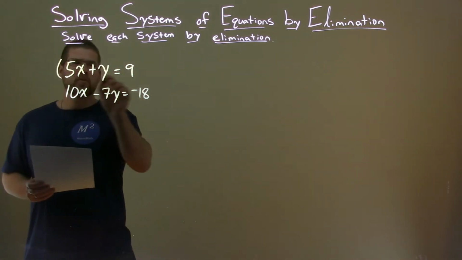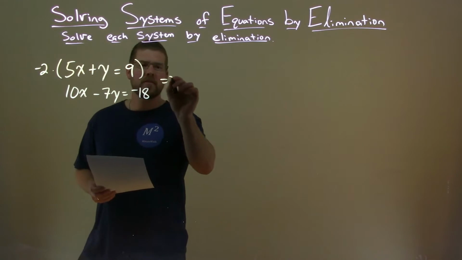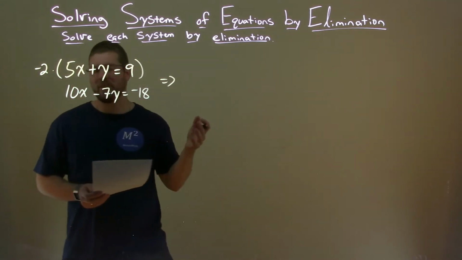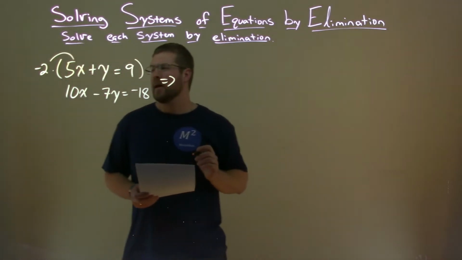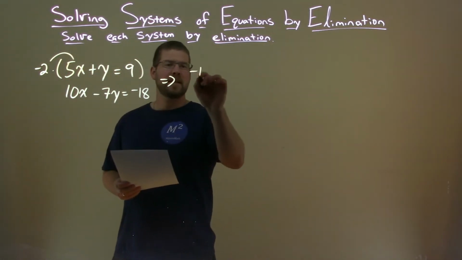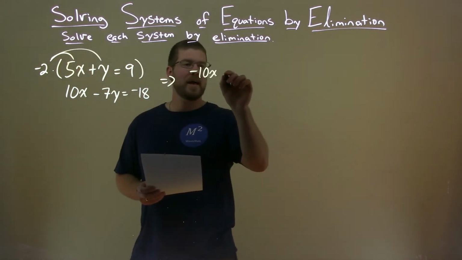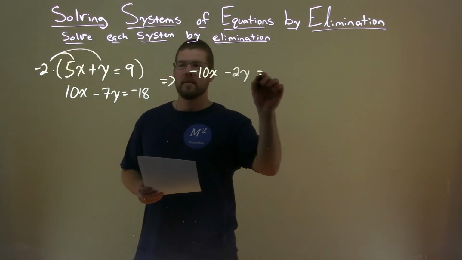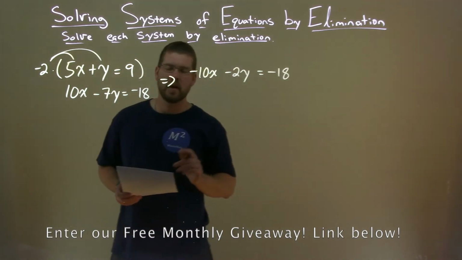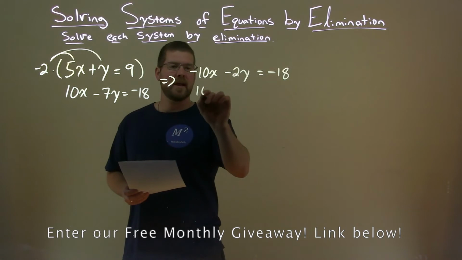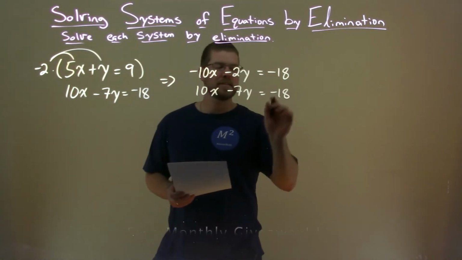So I'm going to take this top equation and I'll multiply it by a negative 2. It's not a fraction, I always say stuff like that, sorry. Negative 2 times 5x is a negative 10x. Negative 2 times y is a negative 2y. Negative 2 times 9 is a negative 18. Second equation just comes over, 10x minus 7y equals a negative 18.